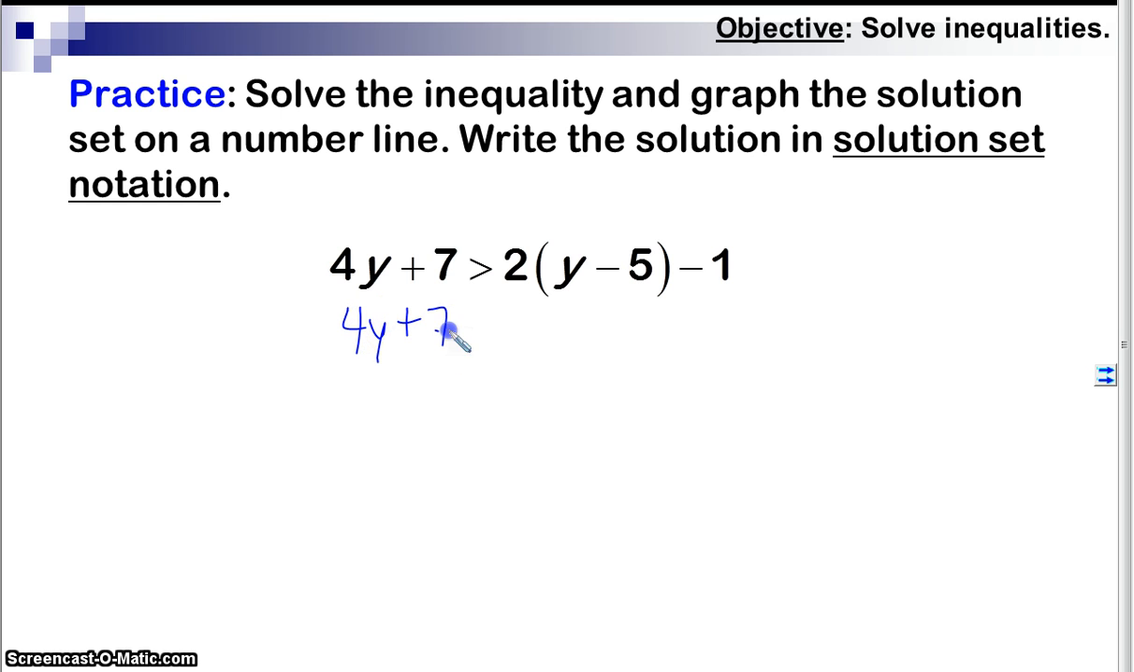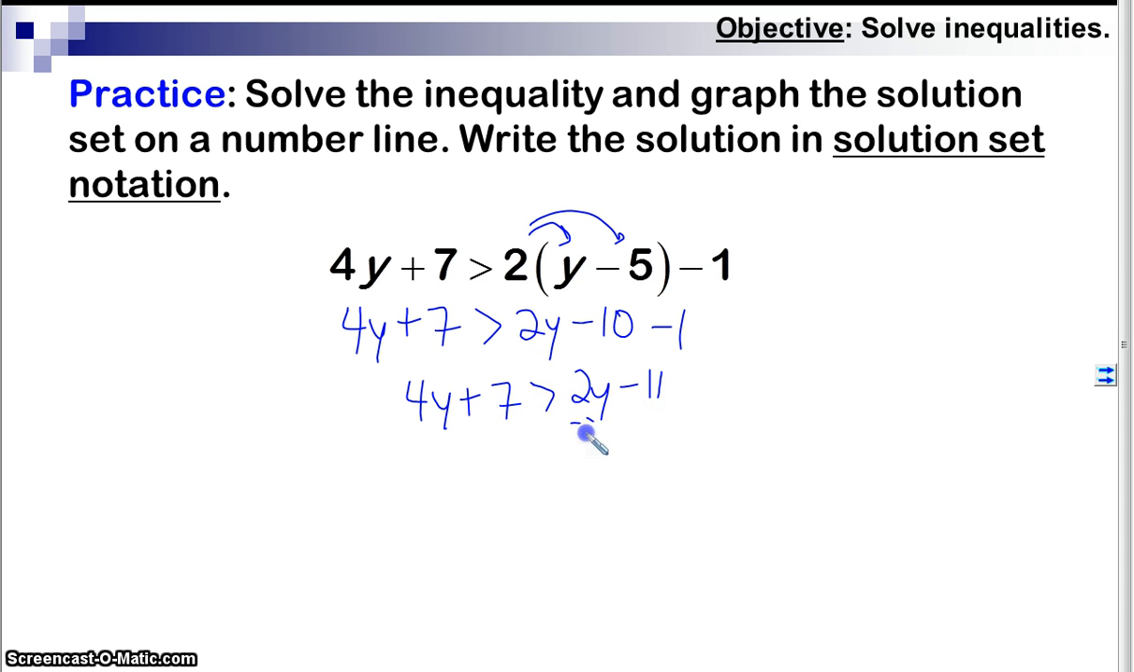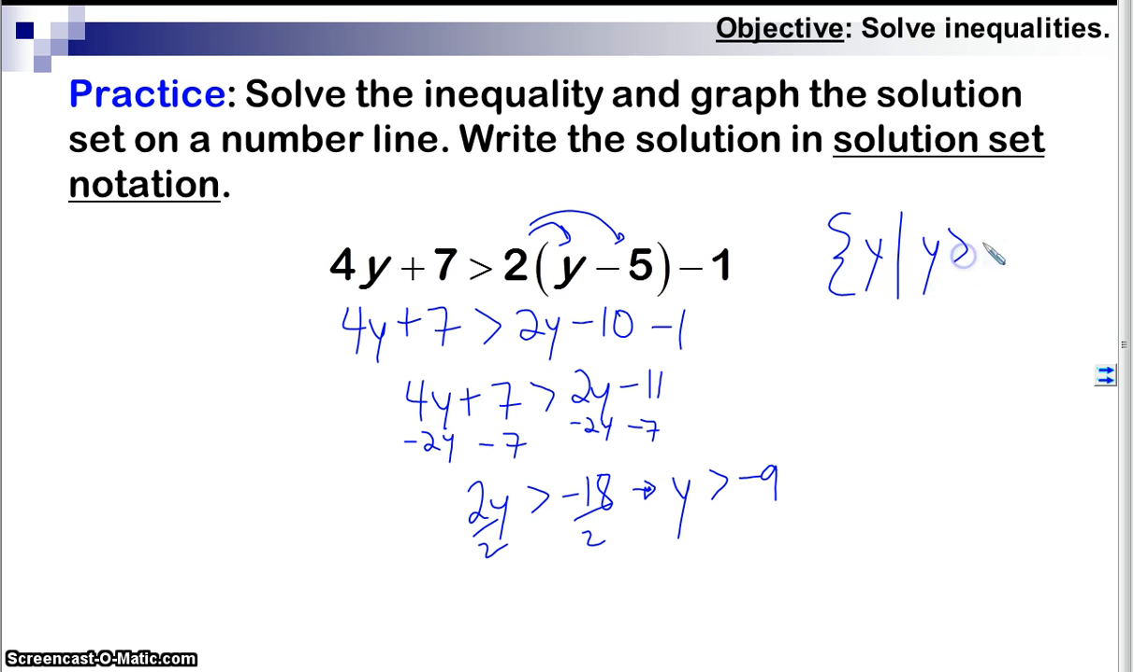Okay, so here is the solution to this. We're going to do 4y plus 7 greater than, I'm going to distribute this out here, so 2y minus 10 minus 1, and then we're going to have 4y plus 7 greater than 2y minus 11. Let's subtract 2y here, and why don't we just do this all at once? Subtract 7, and we're going to have 2y greater than negative 18, which is going to give me y greater than negative 9, because I'm going to divide both sides by 2. All right, so set notation, y greater than negative 9, and number line.